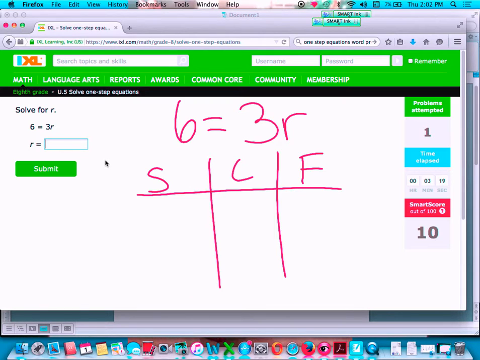Now, it's very tricky, because sometimes these kids get confused. This right here means times. It's 3 times r. So we know that that's the operation we're doing. Let's go ahead and set up what our finish is. Our finish is what it equals. It's equaling the number 6. We're trying to get to the number 6.